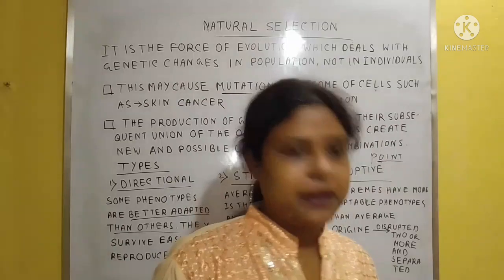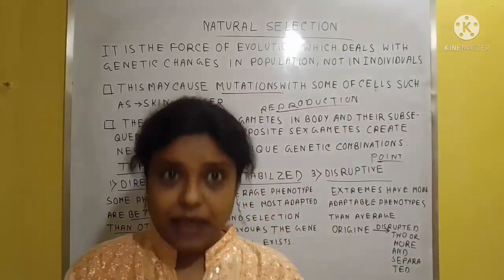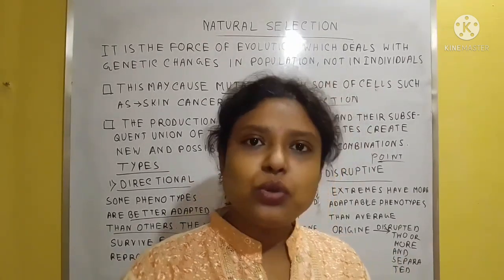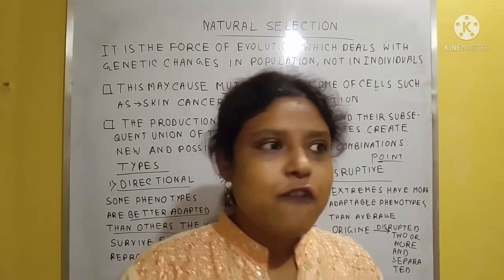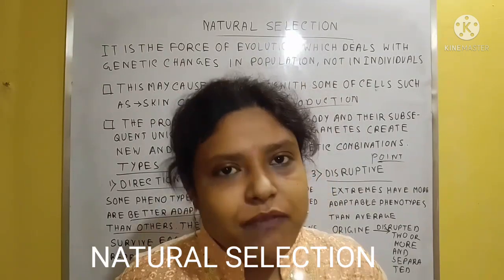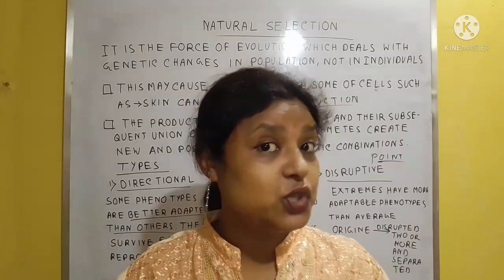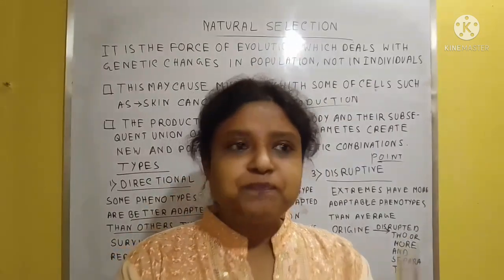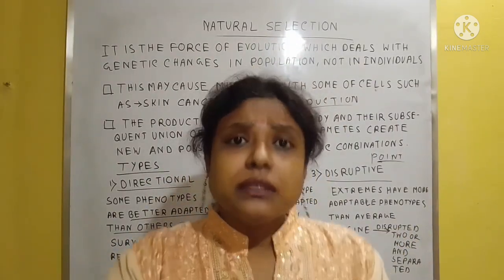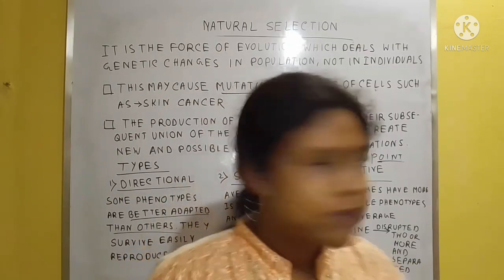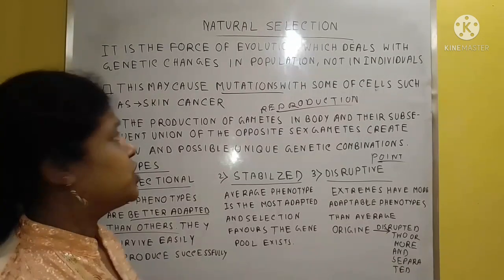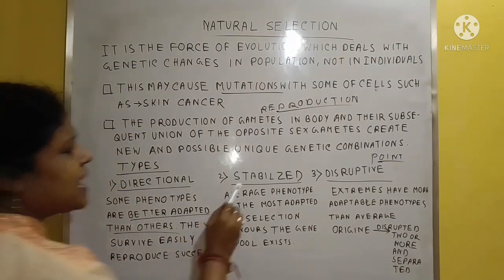Here we can say that a few individuals are better adapted, or they have better features that have grown within their body for survival in the environment. Not all the individuals; only some group of individuals develop this feature. Okay, so this is known as directional selection.